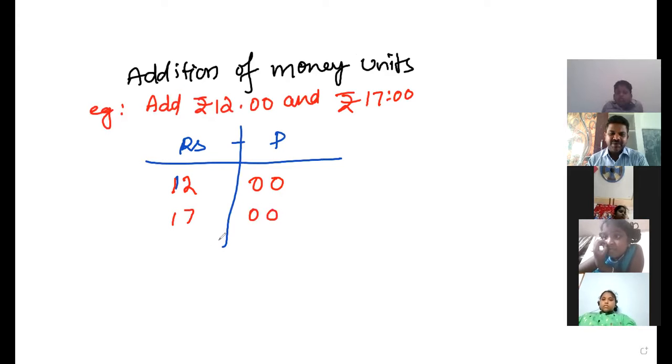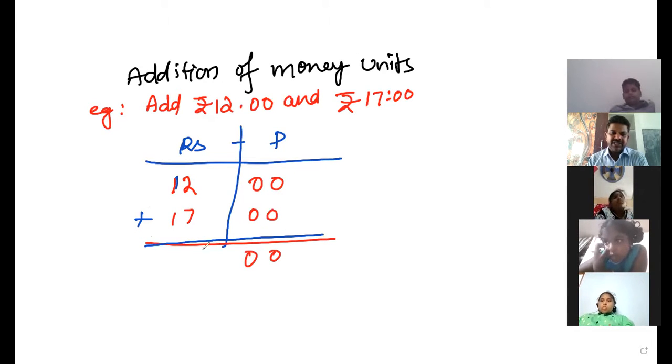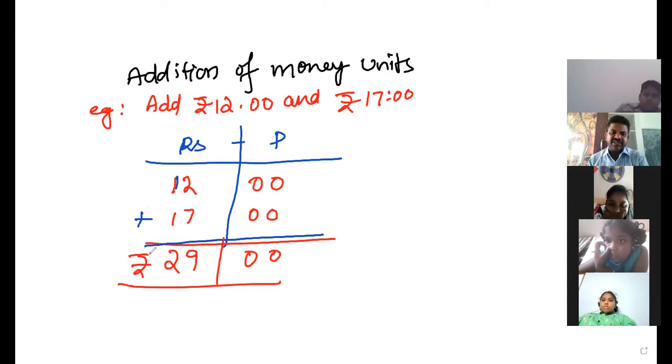While arranging the numbers, we have to check everything. Why? Because if you make any mistake, then the entire answer will be wrong. We are going to add these 2 numbers. First of all, add up the pies: 0, 0. Then 2 plus 7 is 9, and 1 plus 1 is 2. Together there are 29 rupees with us. This is the way of adding rupees and pies.